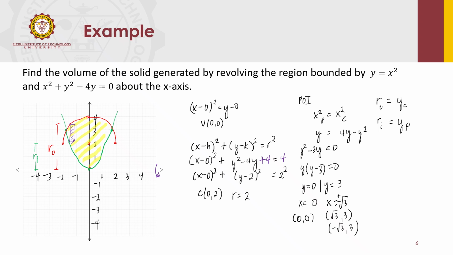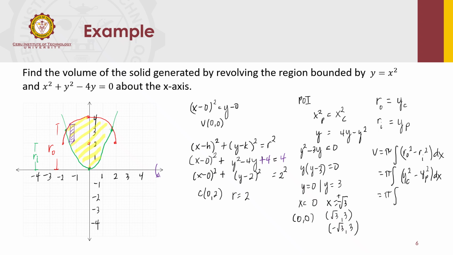So the volume would be pi times outer radius squared minus inner radius squared. We're using a vertical strip, so times the dx. So outer is y of the circle squared minus y of the parabola squared. So we must change the y to x because our variable of integration is x.